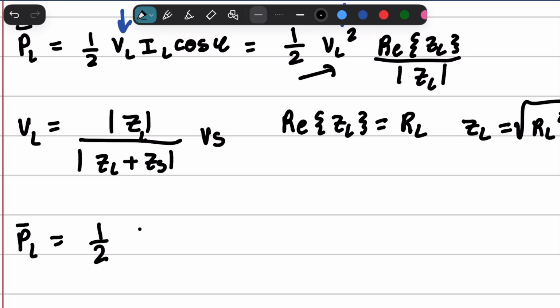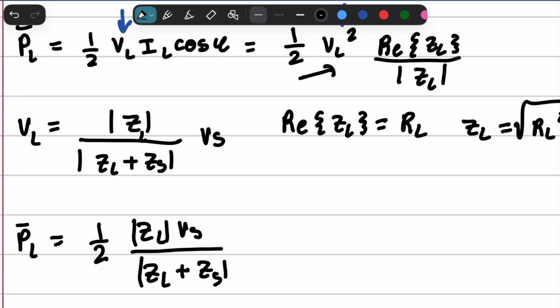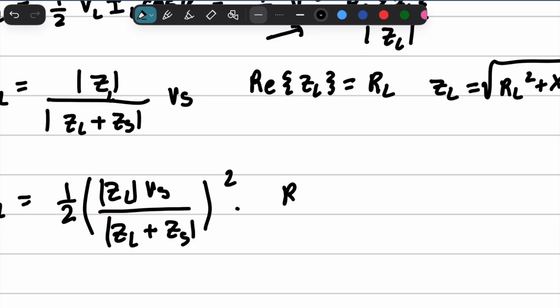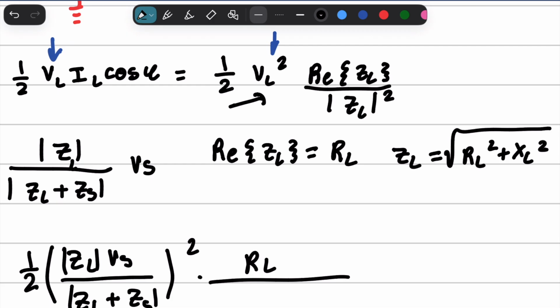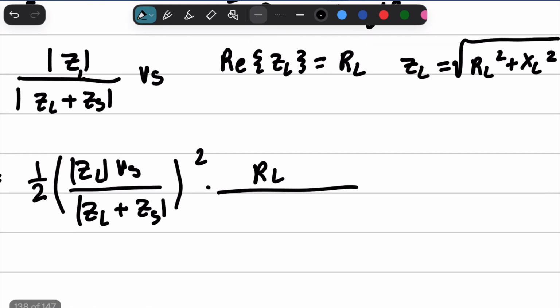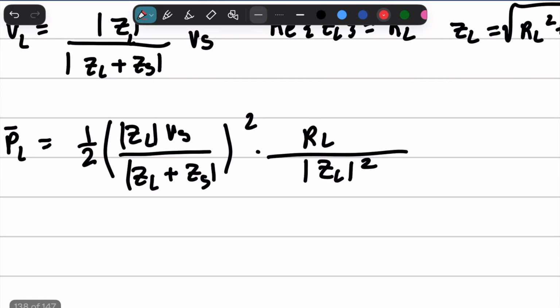1/2 times the magnitude of ZL VS over ZL plus ZS, all of that squared, times RL over, and I forgot the square right here because this is not the power factor. If we had the power factor, then it would just be over ZL. And it would be RL over ZL magnitude squared. And so we can go ahead and cancel these right here.